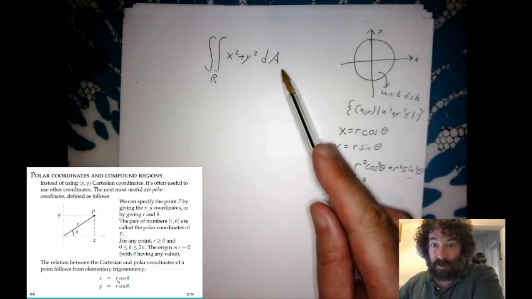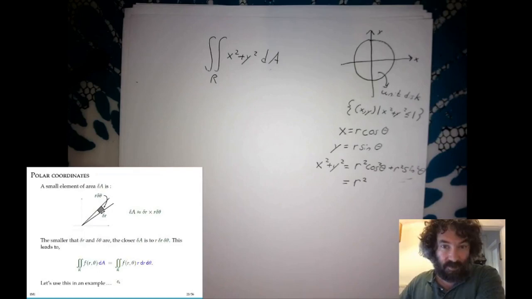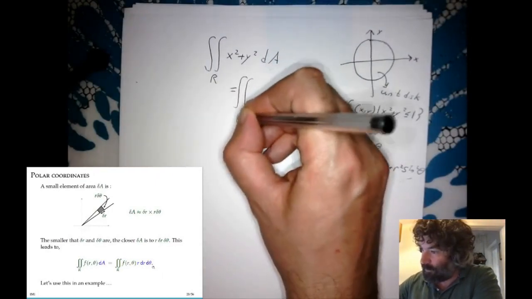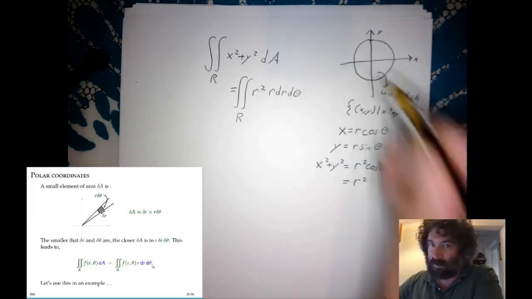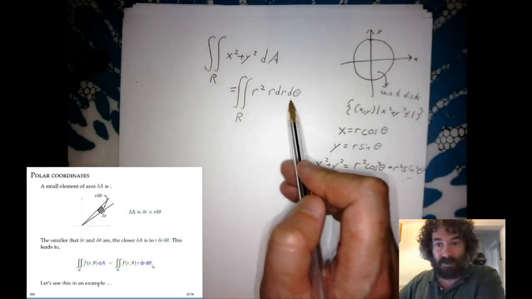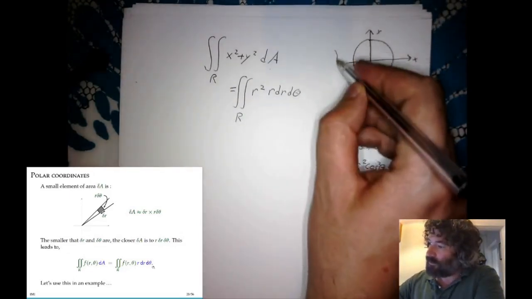And the dA is going to become r dr d theta, as discussed on this slide. So note here that the dA changes to r dr d theta. So this double integral, when we do it in polar coordinates, becomes the double integral of r squared times r dr d theta. Okay, so now we can do the integral in polar coordinates by converting it to an iterated integral, just like we did with the Cartesian coordinates. We can integrate either with respect to r first or with respect to theta. So let's do the integral with respect to r first.